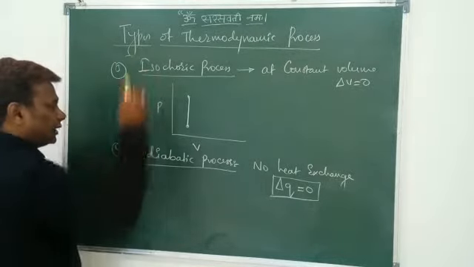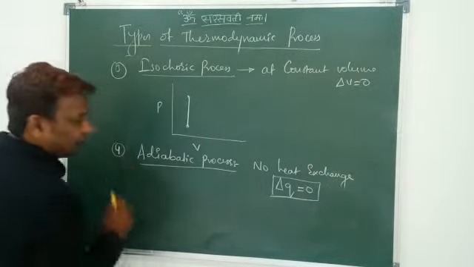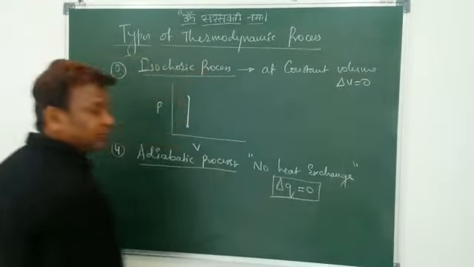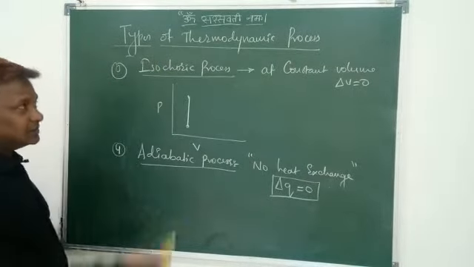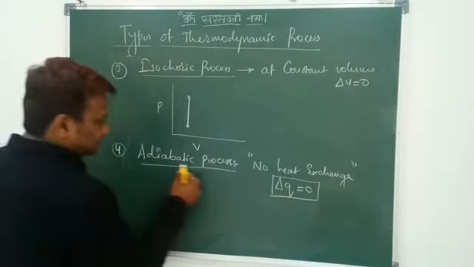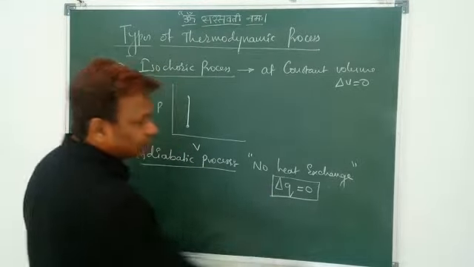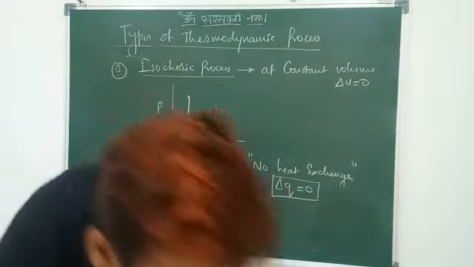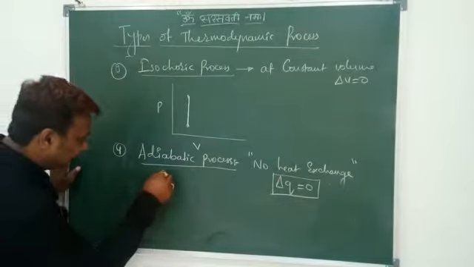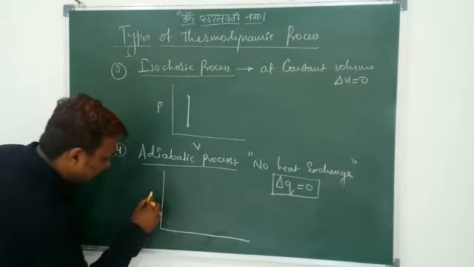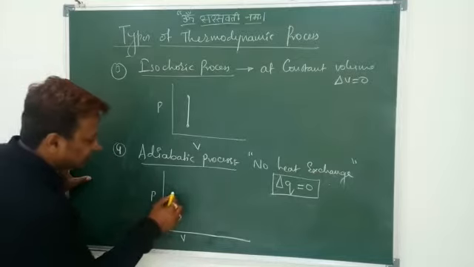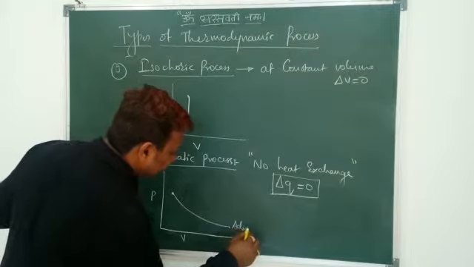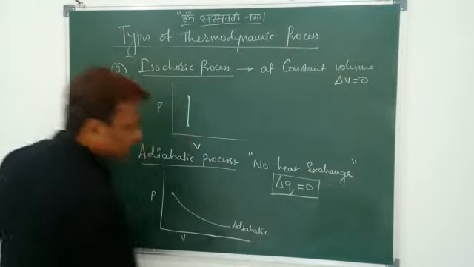But if the thermodynamic process takes place adiabatically, means if they mention the adiabatic process, there will be no exchange of heat. So if the process is adiabatic, there will be no heat exchange, so delta Q equal to 0. And in this particular case, delta Q equal to 0, if you want to check a graph of pressure against volume, here also we are getting a graph. This graph will be called the graph for adiabatic process.